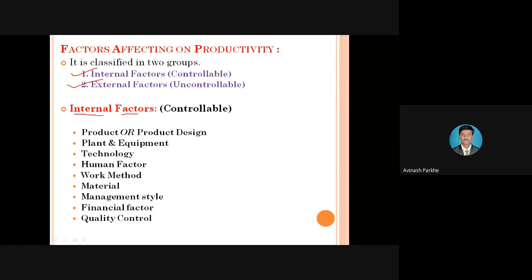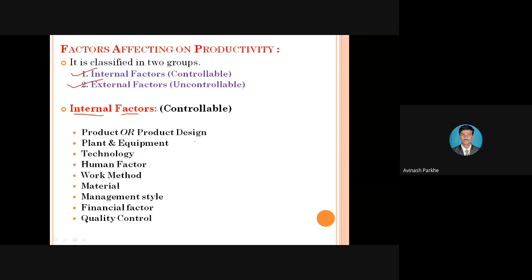For that purpose, first of all, we have to go for a market survey. From that market survey, we have to identify the requirements of the customer, and as per the requirements of the customer, we have to manufacture the product. So this is about the product. Then product design.